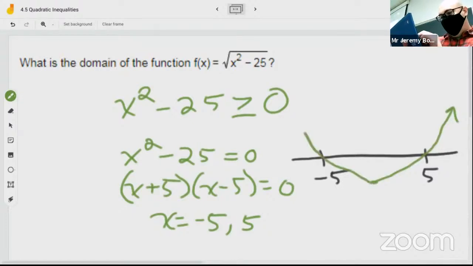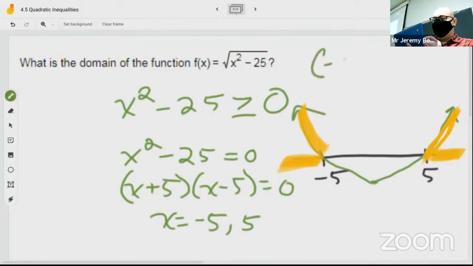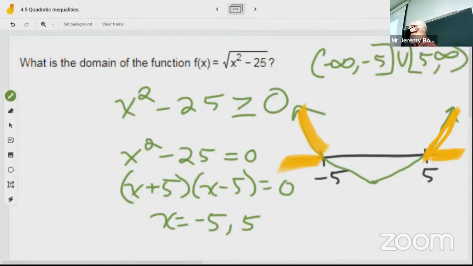So we want to know where is this greater than or equal to 0? Well, that's going to be all along here, all along here. That means these intervals on the outside here. And so my solution, which is my domain, is going to be from negative infinity to negative 5, including the negative 5, union 5 to infinity, including the 5. It just can't be between negative 5 and 5.